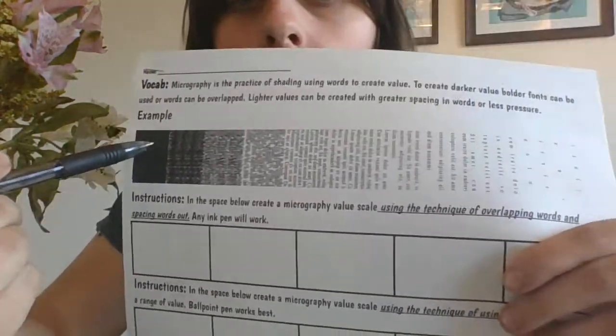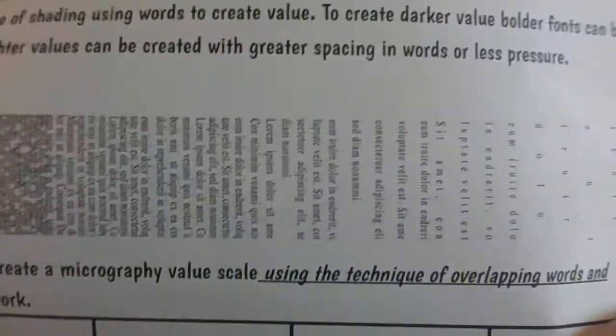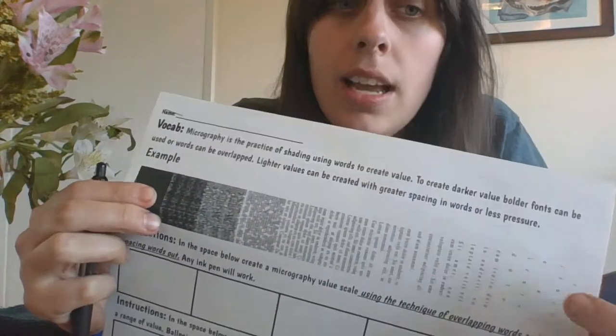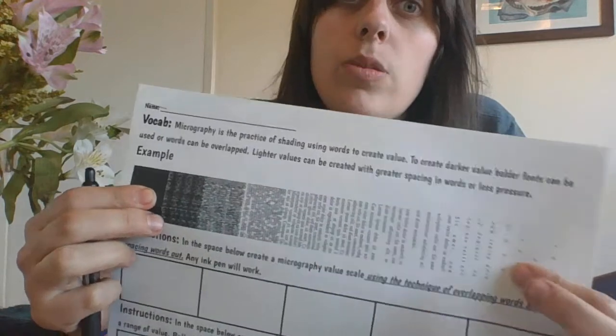So we're kind of jumping into micrography. What micrography is, I wrote here, is the practice of shading using words to create value. So we're creating value, which means we're shading, but instead of shading with just pencil strokes or pen strokes, we're going to be using words. If you look really closely, you can see this value scale is actually all made out of text. It's all letters. In the areas that you want a really dark value, we're going to overlap a lot of words, and in the space where we want a light value, that's where we're going to have fewer words, of course.